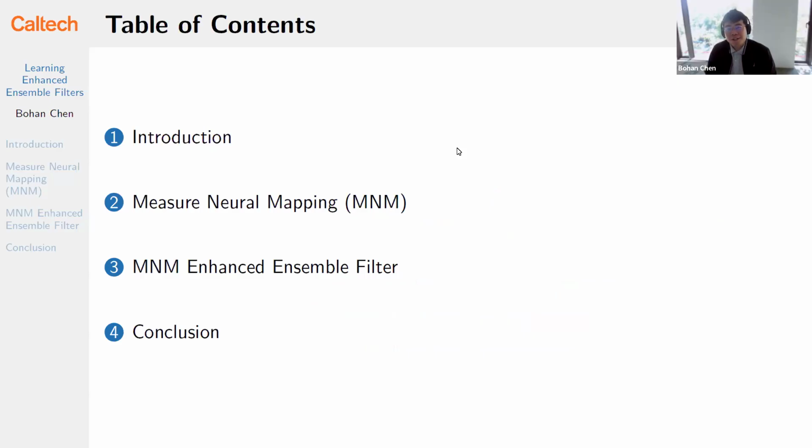So I will first introduce the problem of data assimilation, and then I will introduce a new neural operator. We call it measure neural mapping. It is a neural operator on probability measures. That is an operator with learnable parameters, but acting on probability measures. And then I will explain how we use this measure neural mapping to learn an enhanced ensemble filter to solve data assimilation for better accuracy and performance. And finally, I will make a conclusion.